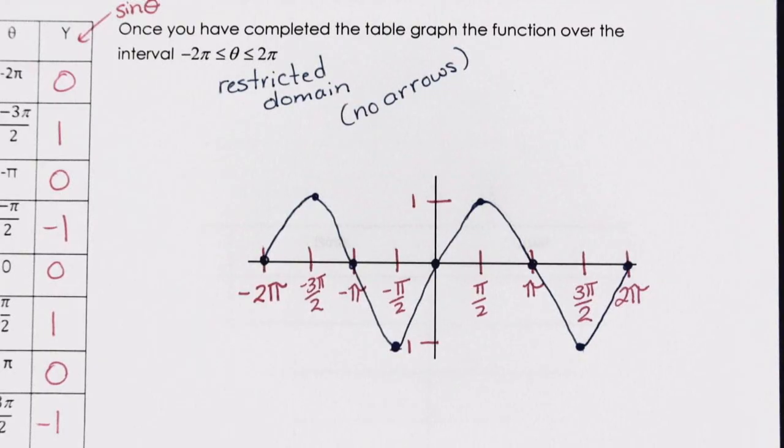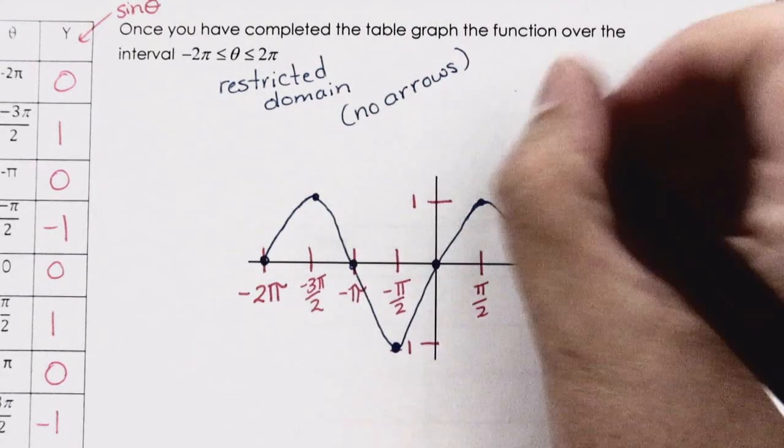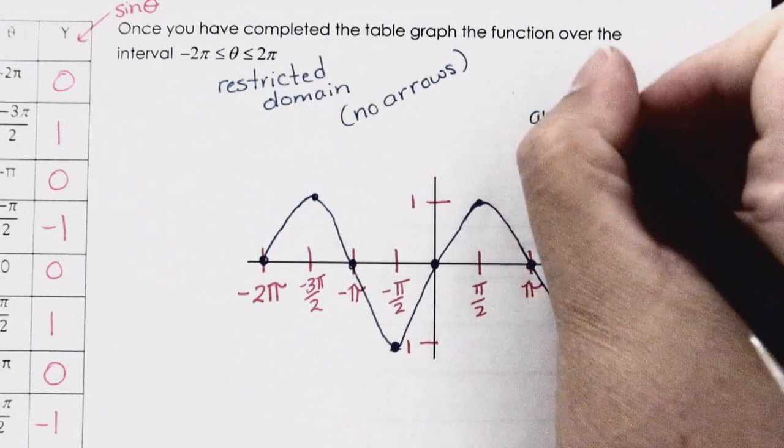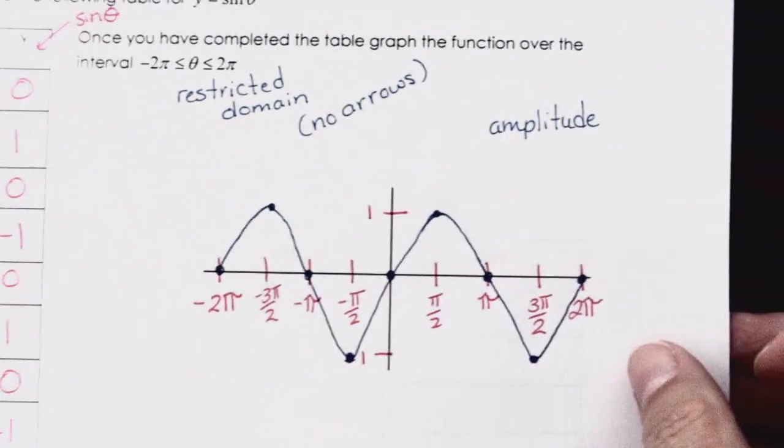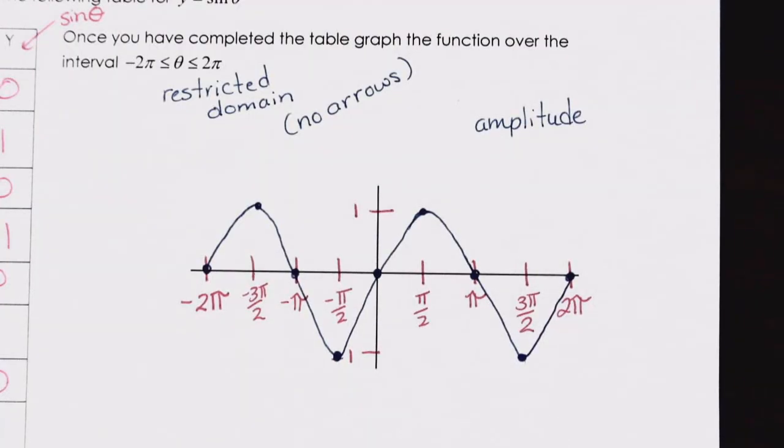Okay. Can you guys tell me what the amplitude of this graph is? And the amplitude is going to be an absolute value. It would never be -1. It would never be -2. It would never be -14. So what's the amplitude on this guy?